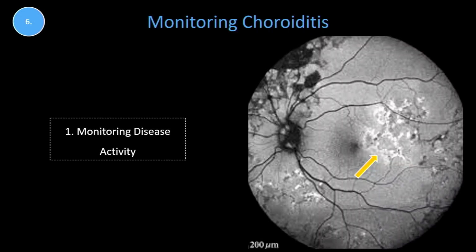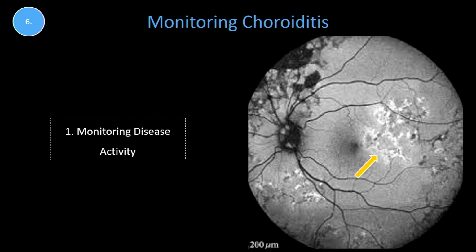Now this is the most common use of the FAF in institutions. Even in some institutions, it is practiced to send the choroiditis patients for FAF on each and every follow-up visit, because to see the reactivation clinically on fundus examination is very difficult.